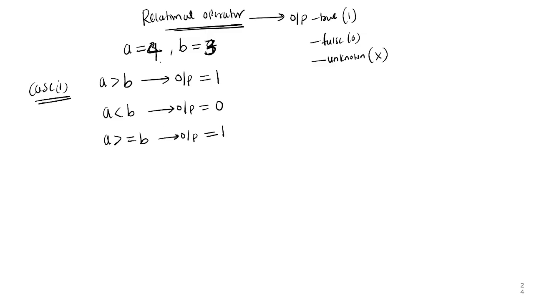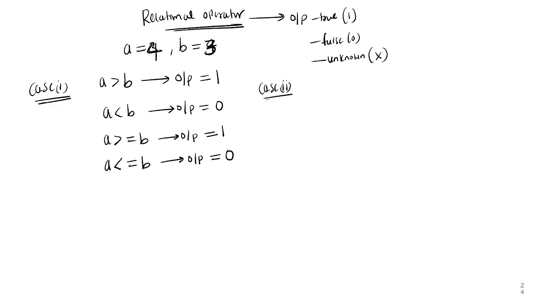Why? Because it is satisfying. Only one condition is satisfying. A is greater than b is satisfying, so it will throw the true condition only. Okay. A is less than or equal to b. So what is the output? The output is 0. And next we'll see case 2.